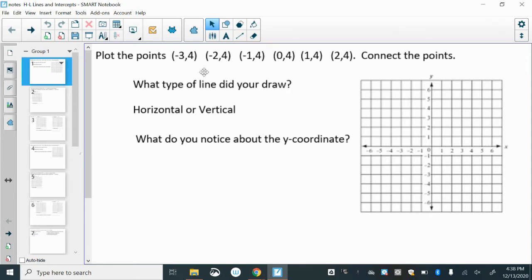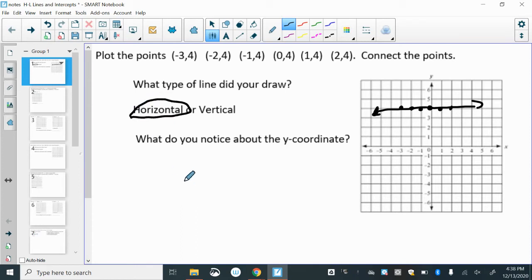So first thing I'm asking you to do is just plot these points. We have the point (-3, 4), which is right here, (-2, 4), which is here, (-1, 4), (0, 4), (1, 4), and (2, 4). I'm asking you to connect the points, and I want to know what kind of line we wound up with. Well, we wound up with a horizontal line. And I want to know, what do you notice about all these y-coordinates right here at the end? You should notice that they are all the same.